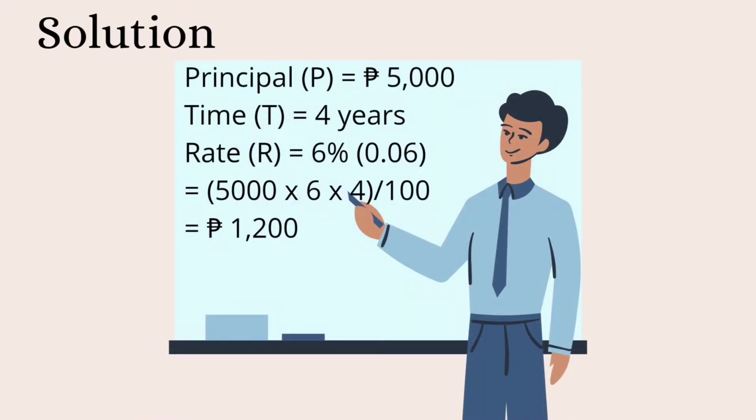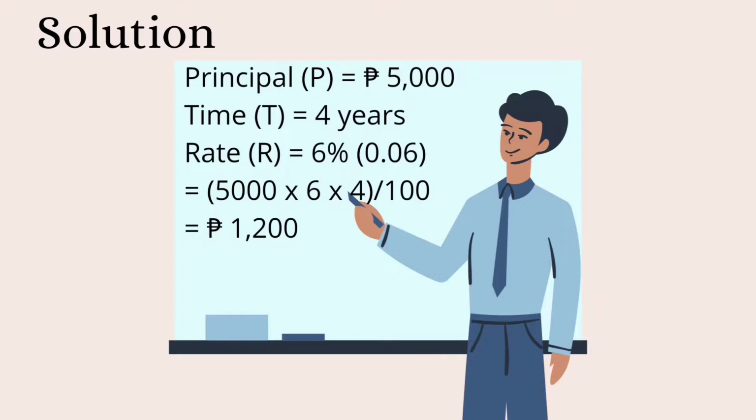Let's break down the problem first. The principal is 5,000 pesos. Our time is 4 years. The rate is 6%, which will be changed to 0.06. Following the formula, we have 5,000 multiplied by 6 times 4 divided by 100.